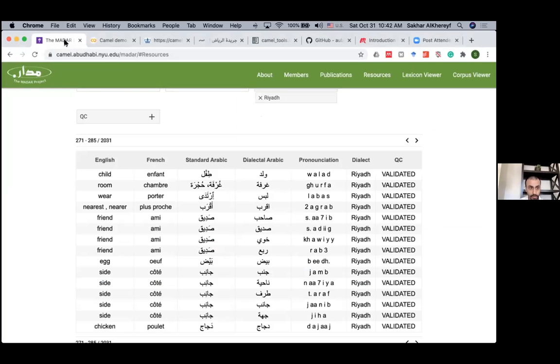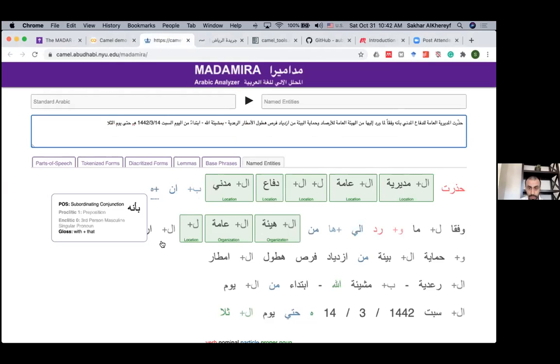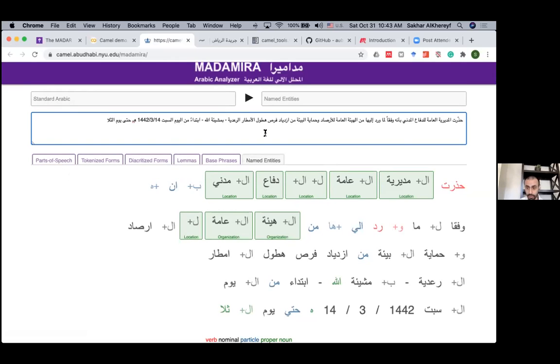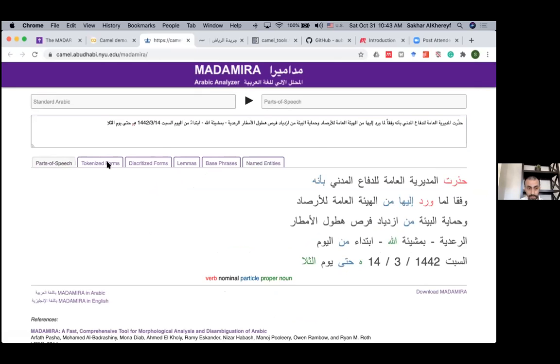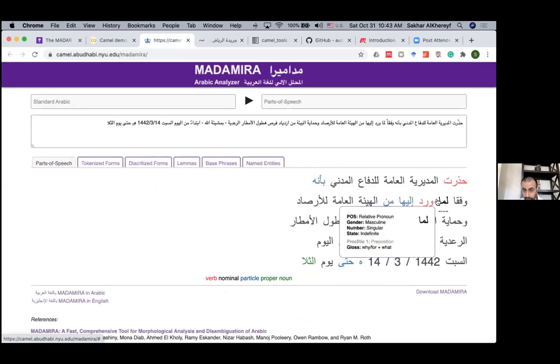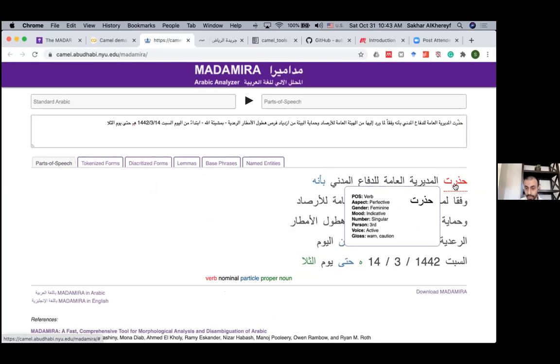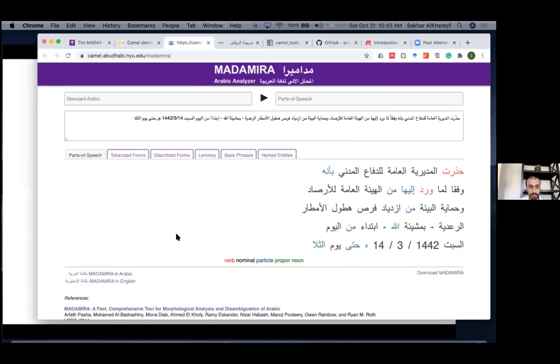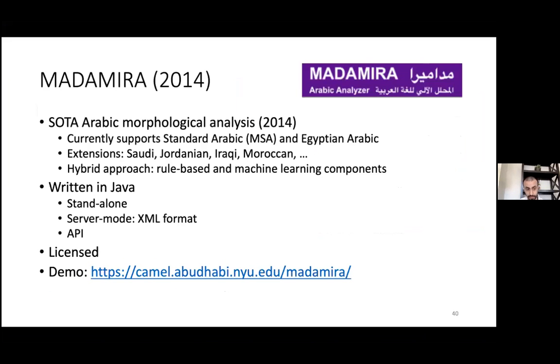So here's a demo of MADAMIRA. This is just a demo. The actual application is a jar file. So you can see here something like part-of-speech tagging. These are verbs. You have nouns. You can see here حذرت as the verb, and the gender is feminine, singular, etc. And MADAMIRA is licensed for commercial use. You have to pay in order to use it. But for academic use, if you have a university email or something, you can ask for a free version.